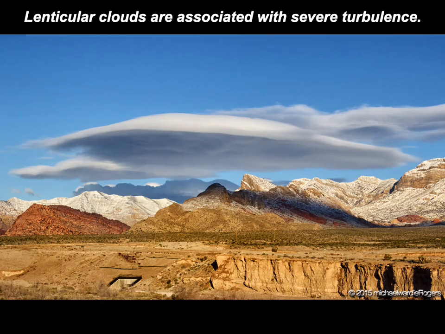Lenticular clouds resemble a concave lens. They often occur when strong winds pass over mountainous regions, and are associated with severe turbulence.